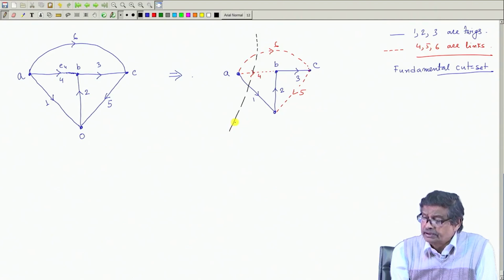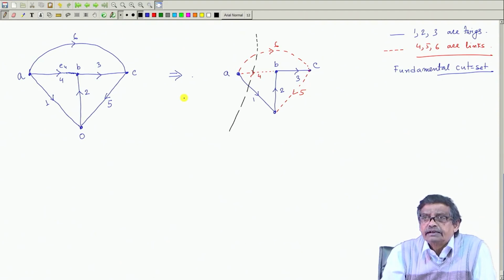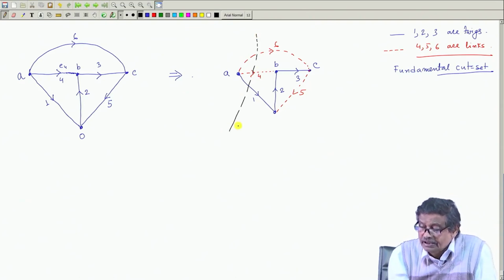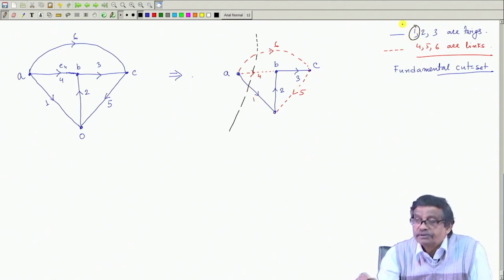Is it a fundamental cut set? Yes, it is, because it divides the network into 2 halves. Okay, fine, there is at least one node present on the left hand side. And not only that, when you cut it, it will only involve one twig. Twig number 1 will be involved.